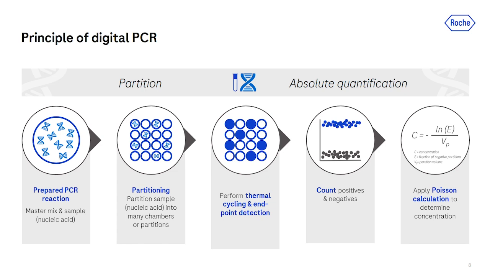Positive partitions show high level of fluorescence, whereas negative partitions do not. In the end, Poisson distribution predicts the proportion of partitions containing a given number of target sequences. A higher precision, sensitivity, and accuracy can be achieved with digital PCR, since interference of PCR inhibitors and competing background DNA is reduced by partitioning of the reaction mixtures.